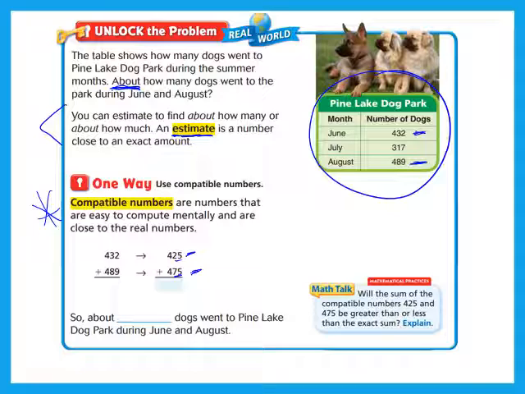But let's go ahead and actually add. I have 5 plus 5, that equals 10, so I'm going to write a 0 and carry a 1. 1 plus 2 equals 3, and 3 plus 7 equals 10, so I write a 0 and carry another 1. 1 plus 4 equals 5, and 5 plus 4 equals 9. So about 900 dogs went to Pine Lake Dog Park during June and August.